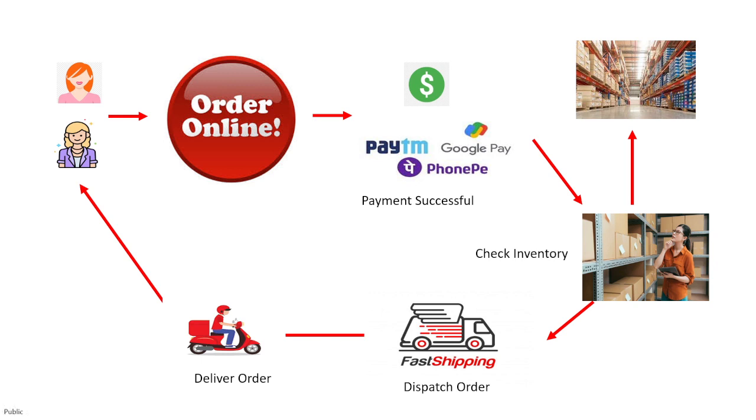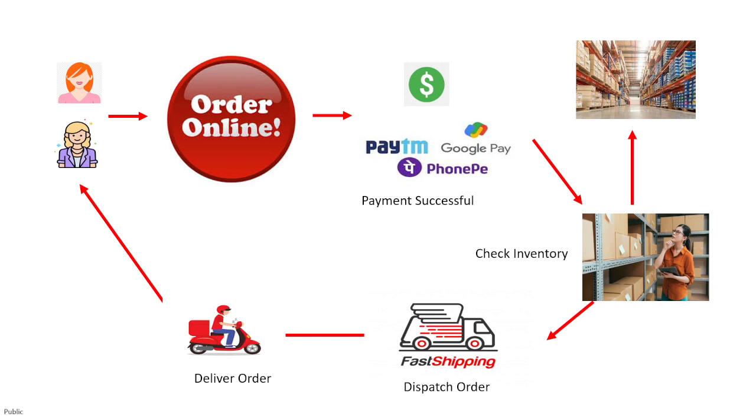So the customer booked the order online, did the payment, dispatch and delivery happened, and you get a happy customer, right? So these are the typical online transactional retail systems we've been working with for the last decades, more than two decades.